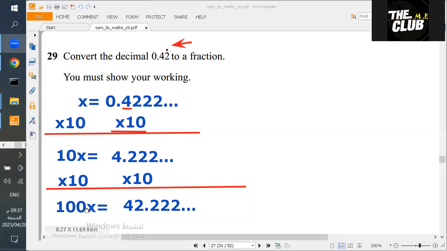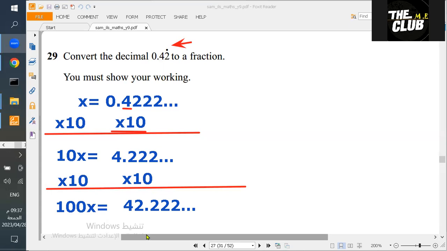Now 100x equals 42.222. Before that, in the method, after you multiply you must subtract: minus x, minus x. It becomes 99x equals 42.